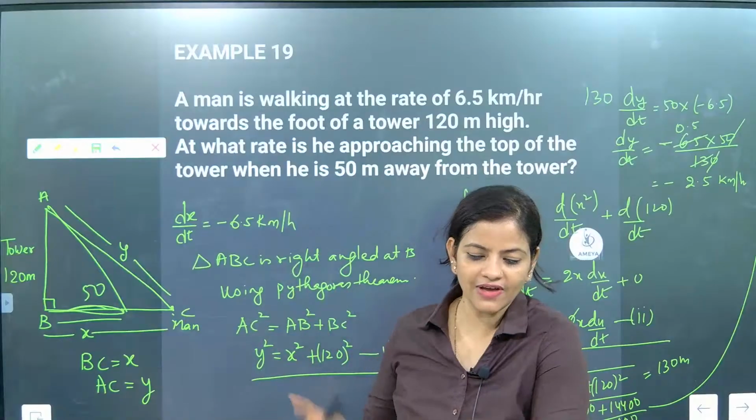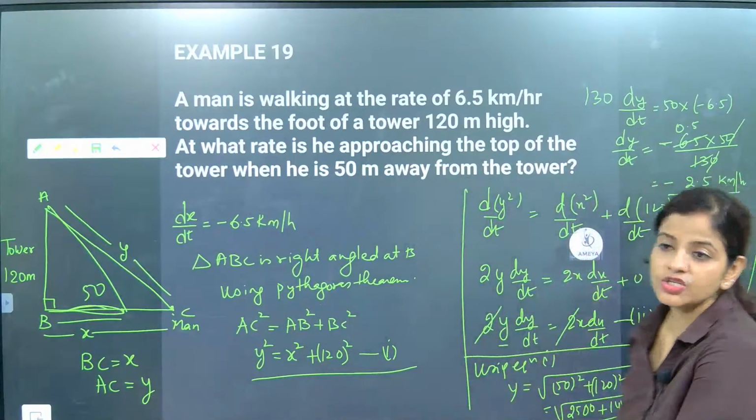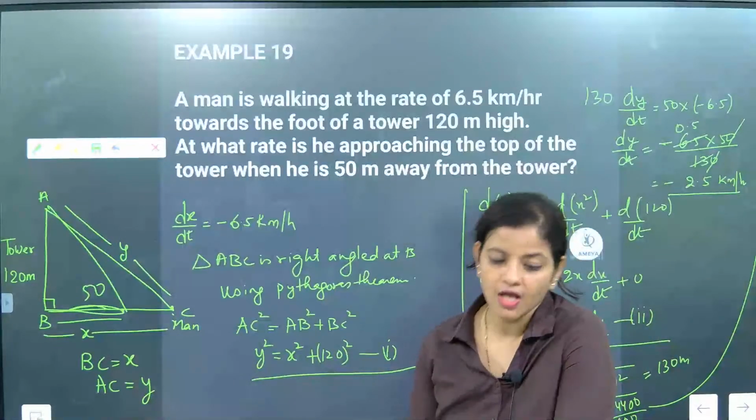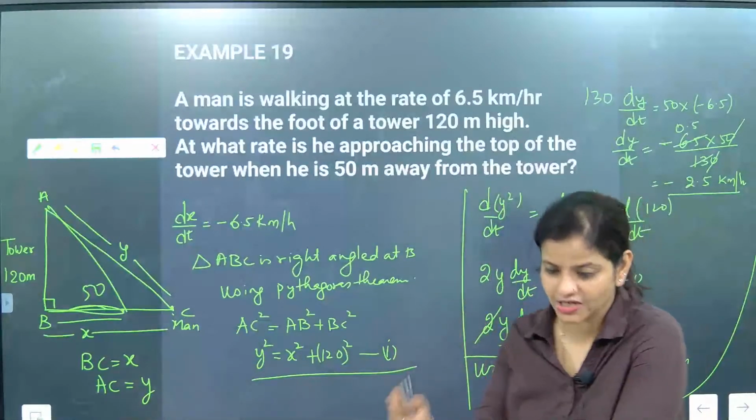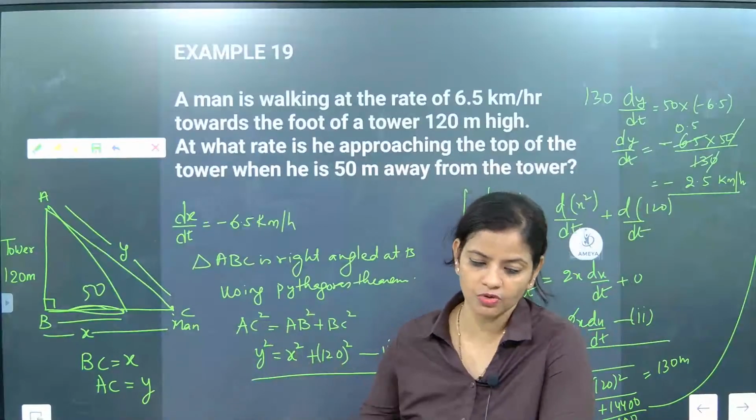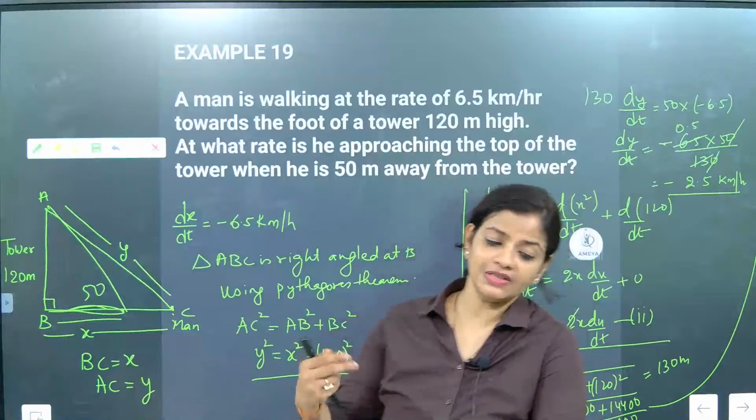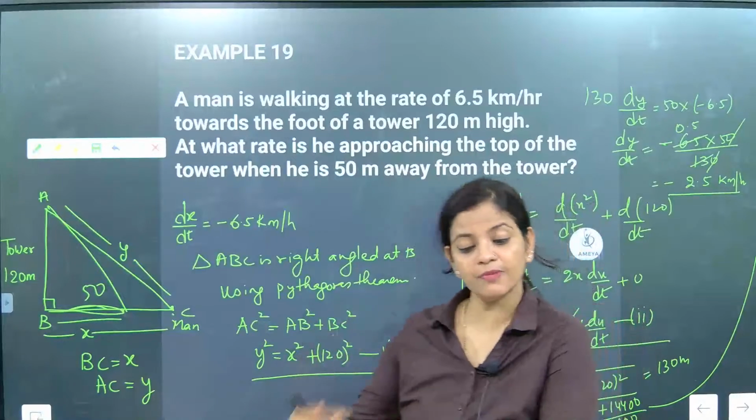Right now we got dy by dt. The value of dy by dt we got is minus 2.5 kilometer per hour. Beta, will this rate be changing? Think and say the answer, yes or no. Only type yes or no, that is enough. Say beta, will this rate be changing or will the rate remain constant?